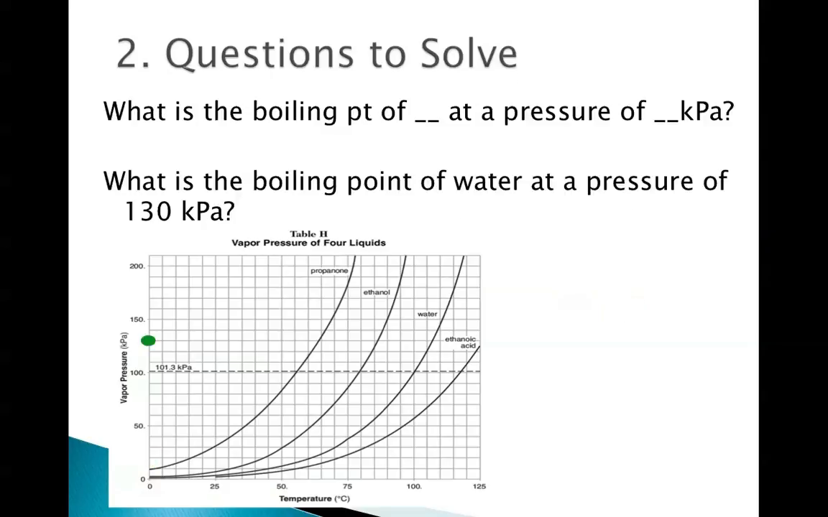Alright, another question is simply, what's the boiling point of a liquid at a given pressure? So for example, what is the boiling point of water at a pressure of 130 kilopascals? In this case, I'm going to go to 130 kilopascals, because remember, when vapor pressure is equal to atmospheric pressure, it will boil. I'm going to go over to my liquid, in this case water, and then go down to the x-axis to record the temperature that this would occur at, which in this case is 107 degrees Celsius.